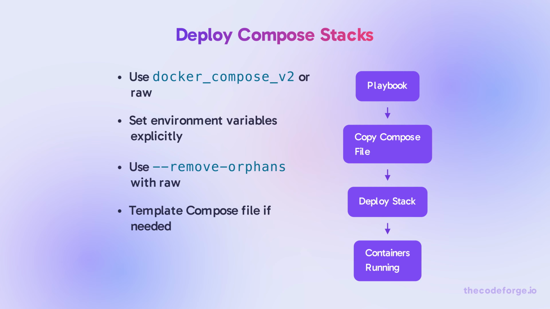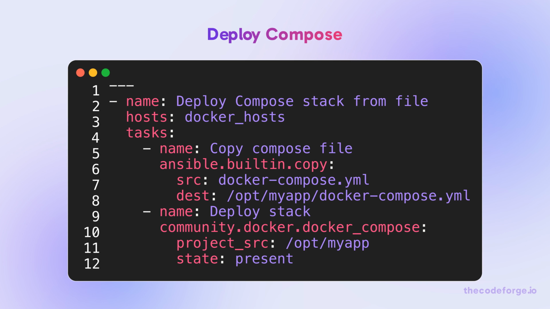Deploy Compose stacks by copying the file and using Docker Compose v2 or raw Docker Compose. For variable substitution, either set environment explicitly or template the file. This copies a Compose file and deploys it. For Docker Compose v2, use the environment parameter to pass variables.